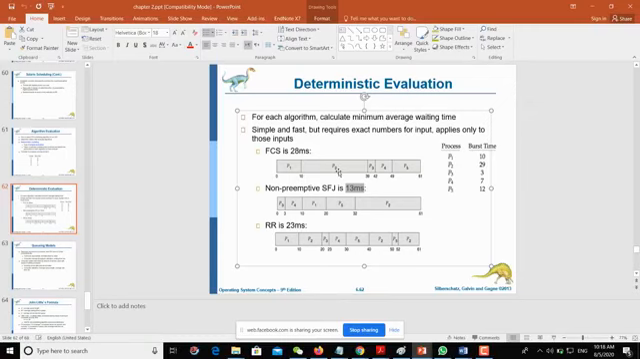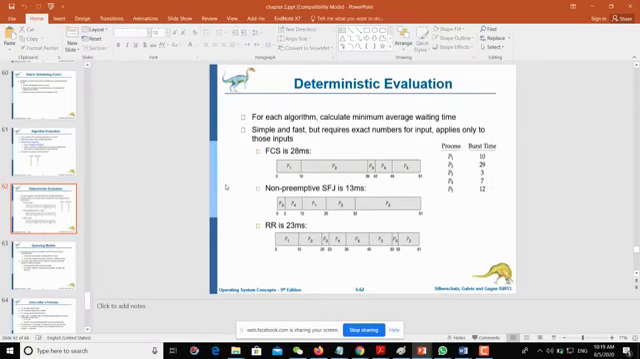You guys have almost covered this course with me, and I hope now you can judge which algorithm is best as far as deterministic evaluation is concerned. This is normally how deterministic evaluation takes place. You consider 3 or 4 algorithms, and then you see which algorithm needs to be chosen for CPU scheduling within an operating system. Okay, let's go to the next slide.